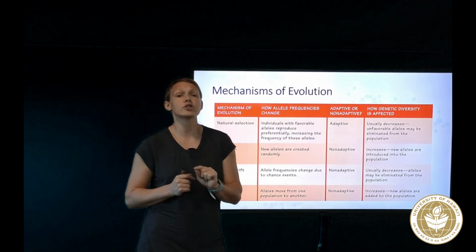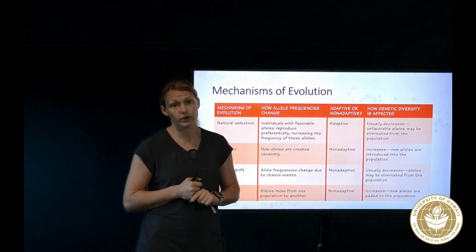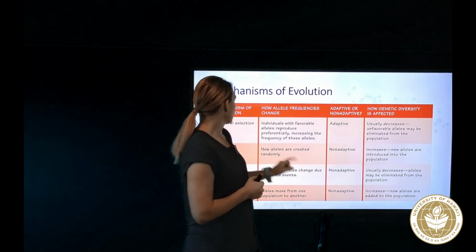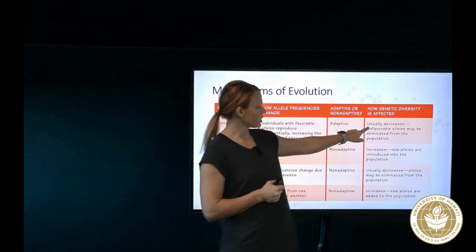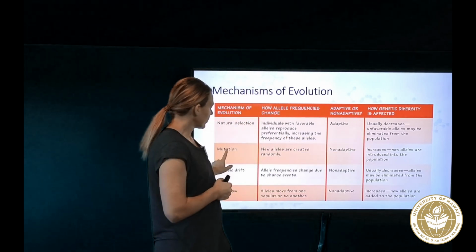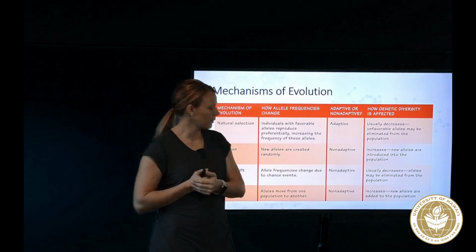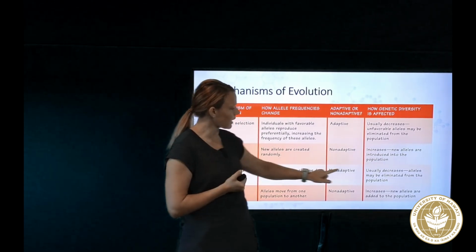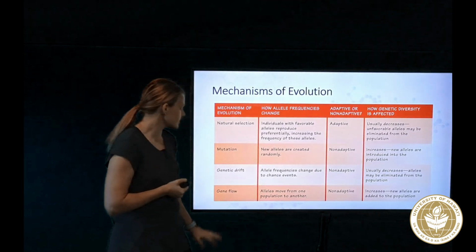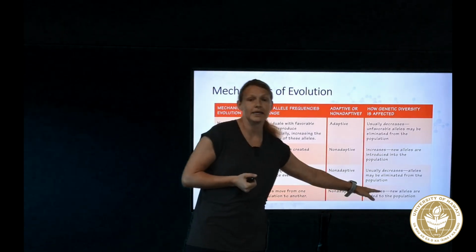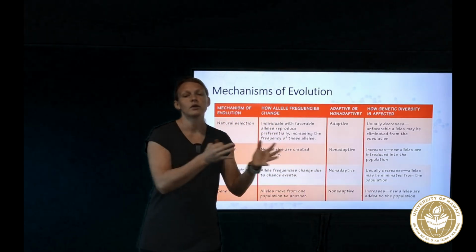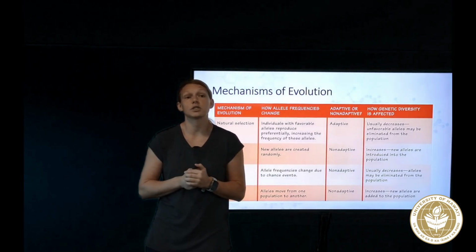And then I also want you to know whether genetic diversity is affected. So for natural selection, usually it decreases. For mutation, it increases, right? Because you're creating a new genetic makeup. Genetic drift, we talked about how it usually decreases. And then gene flow is obviously increasing, right? Because you're having that flow of alleles from one population to the next.